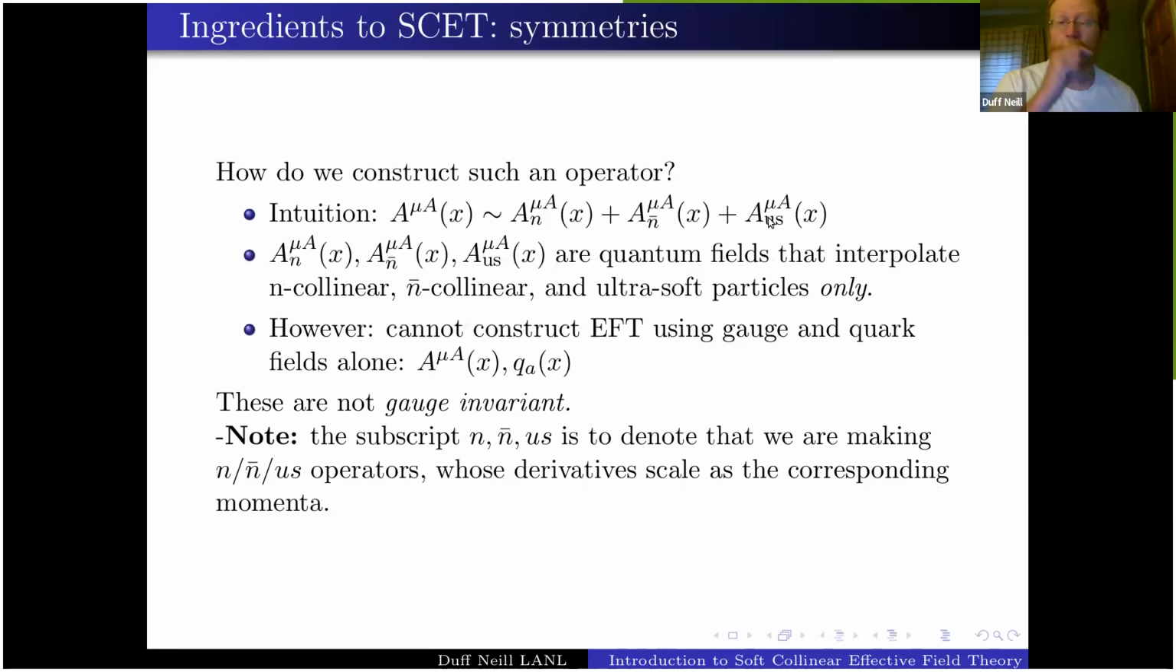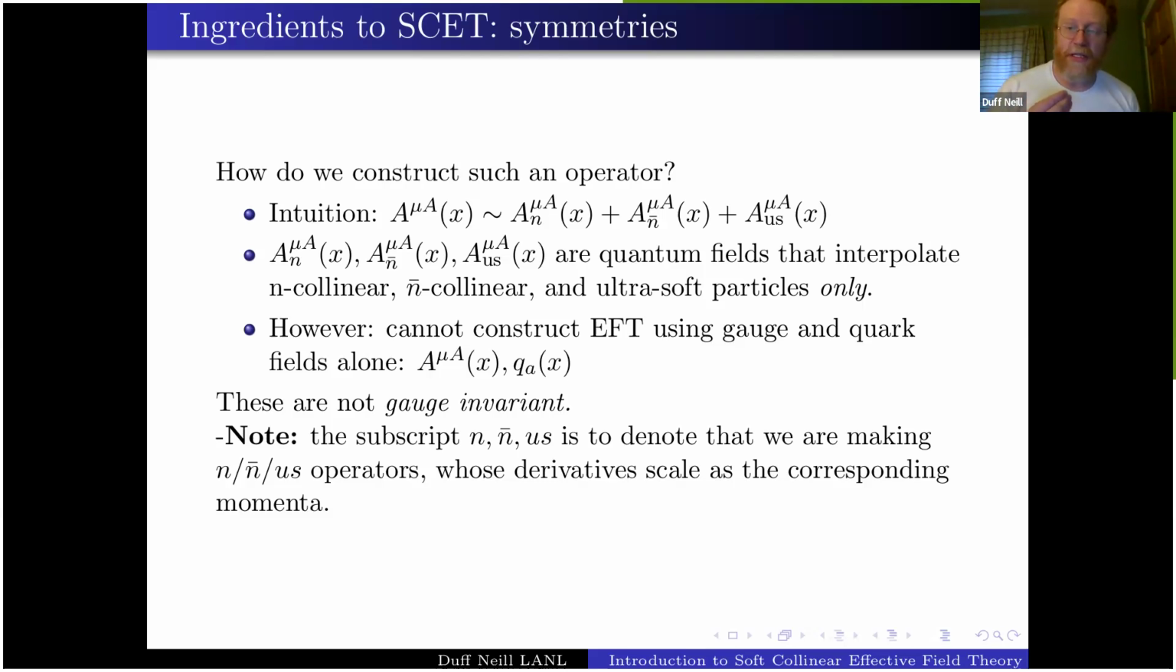And that goes back to the earlier picture where I said I'm going to take my full QCD Lagrangian and expand it into a sum of different collinear sectors plus my soft sector. And I would like to demand that these gluon fields are quantum fields that interpolate n-collinear, n-bar collinear, and ultrasoft particles only. And remember, when I label a field as n-collinear, n-bar collinear, or ultrasoft, the covariant derivative acting on that field would power count in the same way as n-collinear momenta, n-bar collinear momenta, or ultrasoft momenta.